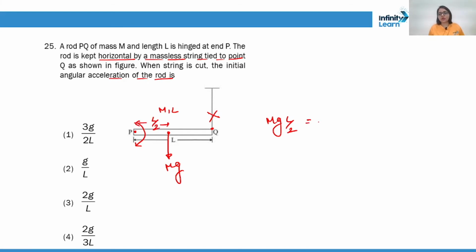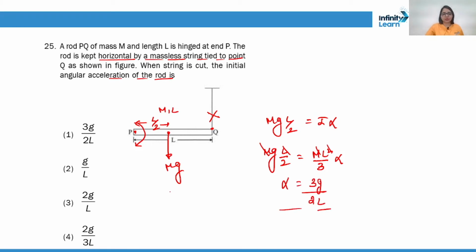Fine. And this torque is equal to Iα. Now, what is the moment of inertia of this rod about one of its ends? It is ML²/3. Right. So mgL/2 equals ML²/3 into α. So α will be 3g upon 2L. The correct answer is option 1.